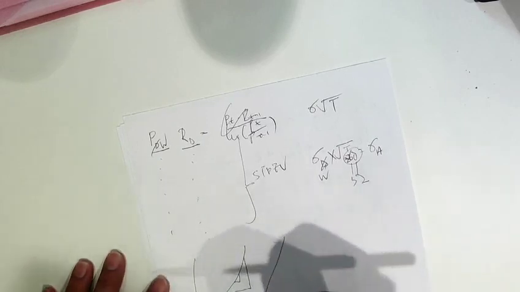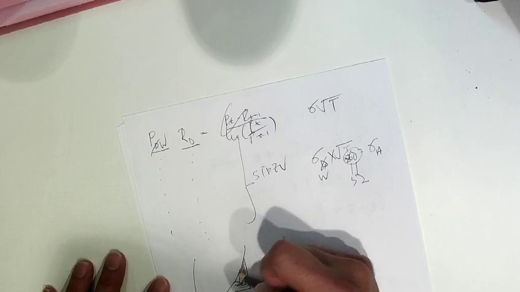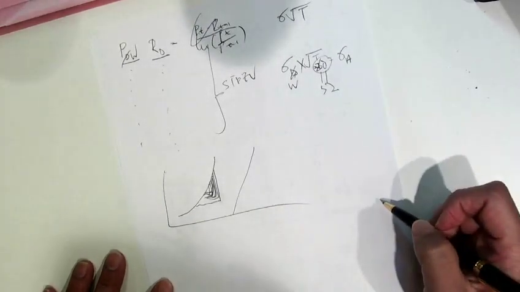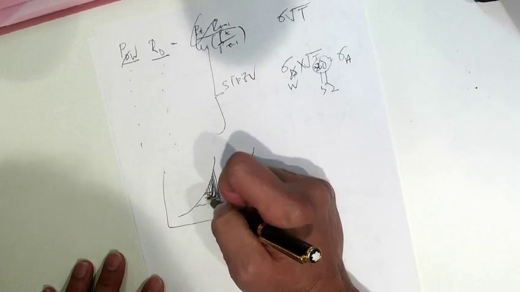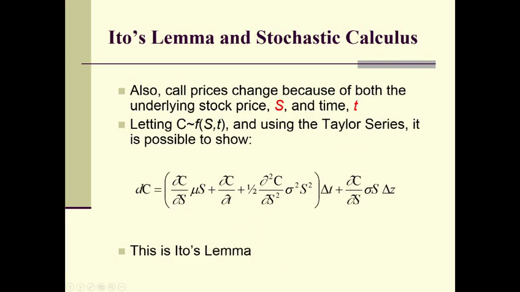To get to the accuracy level that you want, you're going to have to measure the change of the change, many times over, and this leads you to what is called the Taylor series. The Taylor series effectively goes to infinity, but we'll stop at the second order. Making use of the Taylor series and Ito's lemma, we can then determine the value of a call.